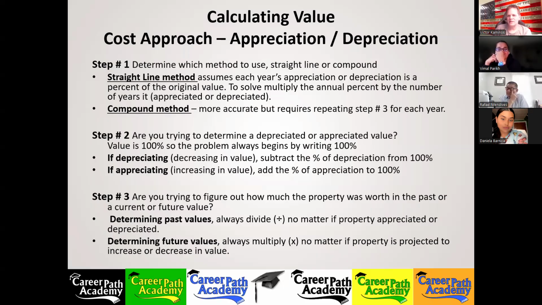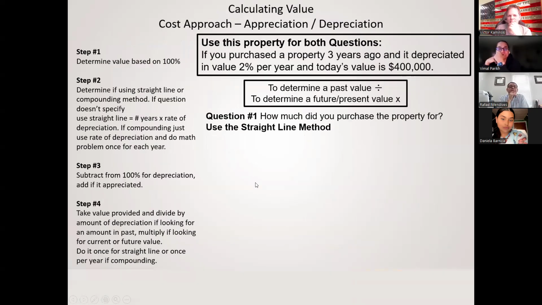So, what does that mean? I guess the best way is just to show you in a math problem here. I've got 4 steps here on the side. We just went over 3 of them. But step 1 is determining value is based on 100%. So this first step is we write down 100% in our notes.